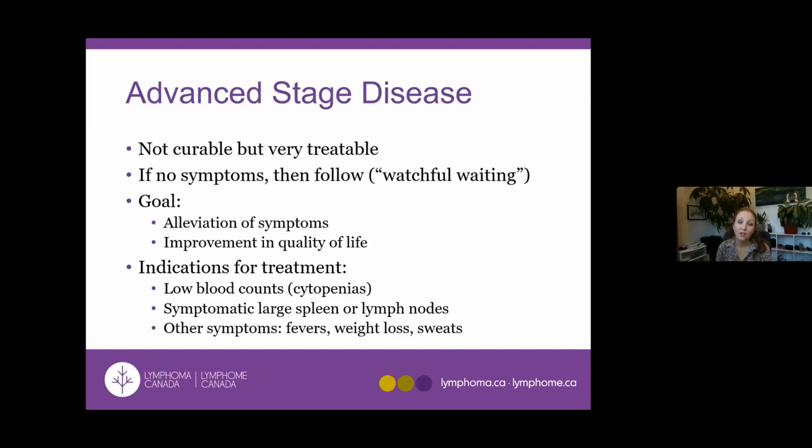So what are indications for treatment? There are criteria that were built more for follicular lymphoma, but we apply them to patients with advanced stage marginal zone. That can include if they have low blood counts, either from a very large spleen or from extensive bone marrow involvement, if they're symptomatic from a large spleen or lymph nodes, or if they're having those other symptoms like fevers, weight loss, or sweats, then we'll think about going ahead with treatment.